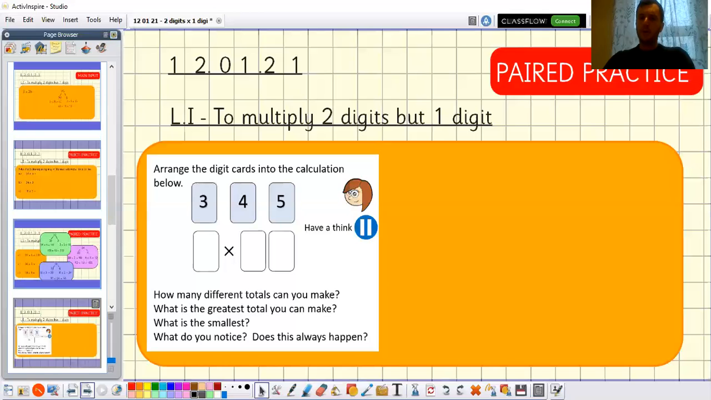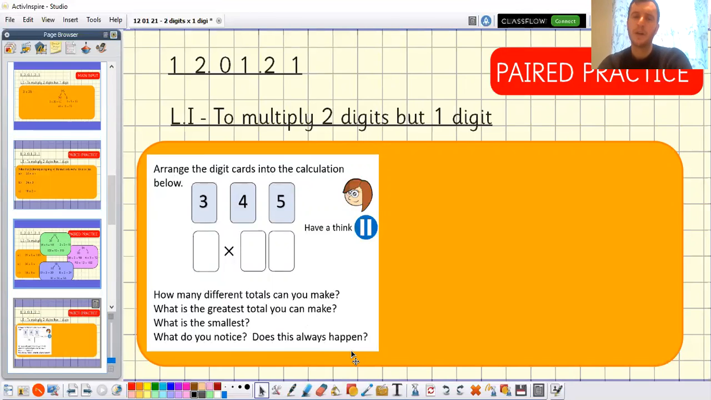Now, moving on, before we finish, we've got a bit of a word problem here. And it's similar to ones we've done before. It says, arrange the digit cards into the calculation below. How many different totals can you make? What is the greatest total you can make? And what is the smallest? If you want a bit of an extra challenge, what do you notice? Does this always happen?